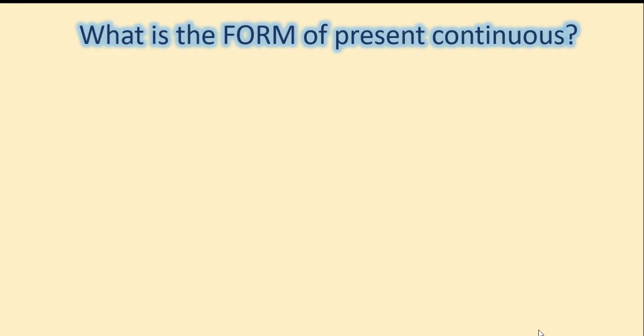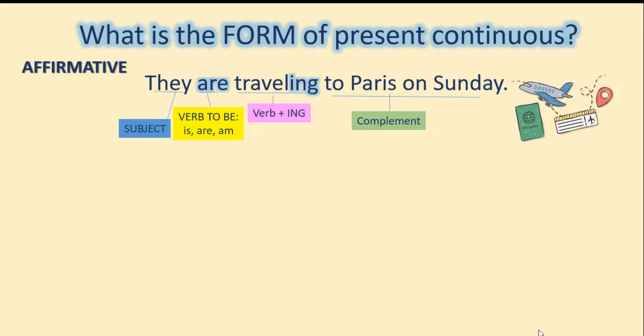What is the form of present continuous? Another piece of cake for us. Easy peasy. Let's review it. Here you have, they are traveling to Paris on Sunday. And I repeat a little bit the meaning, okay? If you say they are traveling to Paris on Sunday, it means that they already have the flight ticket. They have booked the hotel. They have booked all the plan to go to Paris, okay?